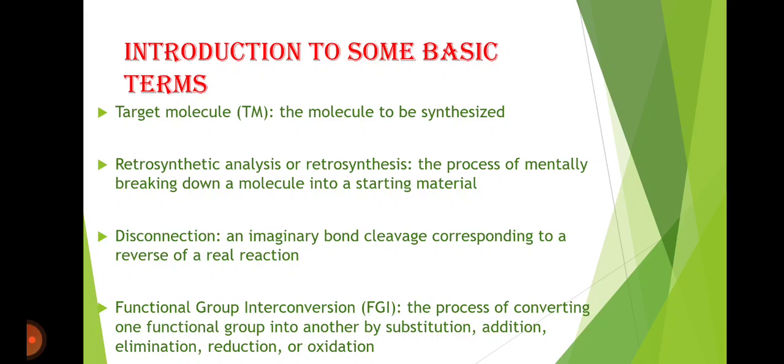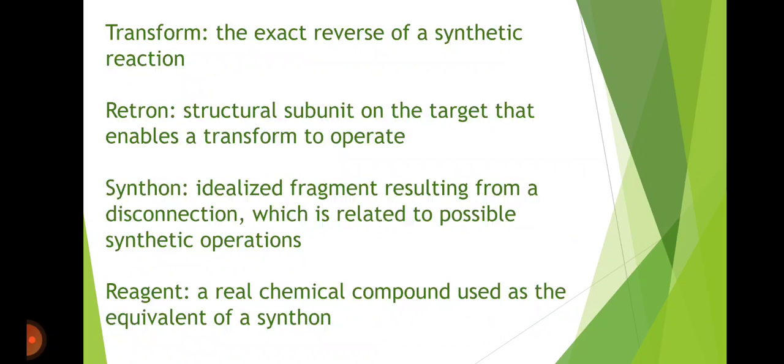Now functional group interconversion: the process of converting one functional group to another by substitution, addition or elimination, reduction or oxidation. It means we have to convert one functional group to different groups. We all know the different types of reactions: we can use a substitution reaction, or an addition reaction, or elimination, reduction or oxidation. Any type of method can be used for the conversion of our functional group.